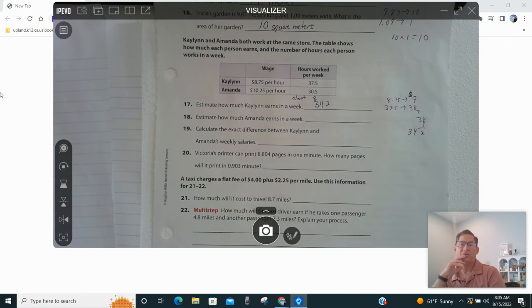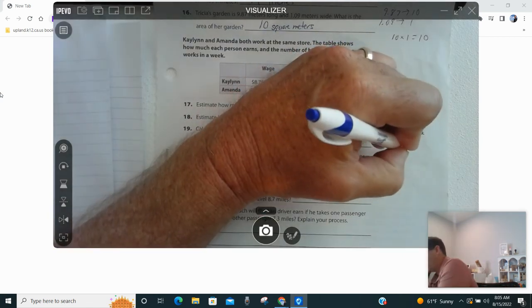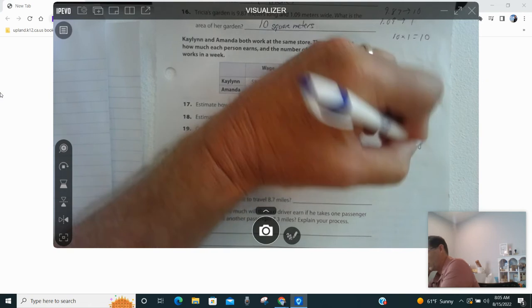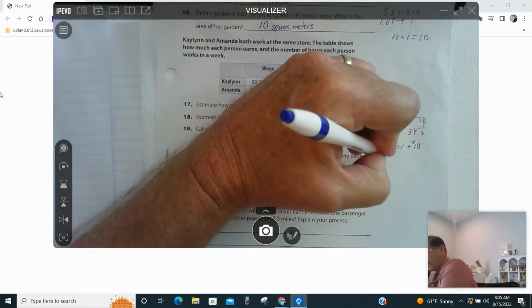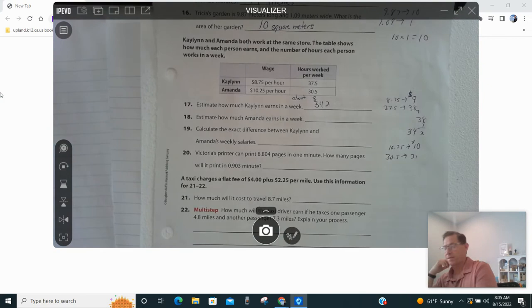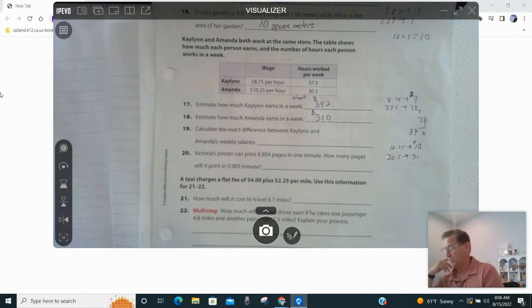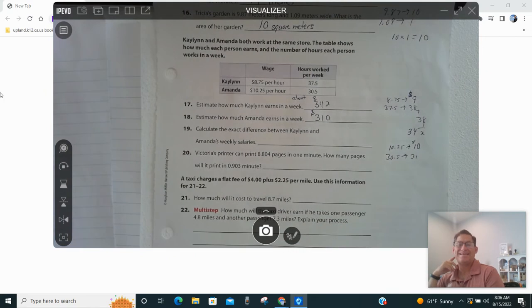Estimate how much Amanda earns in a week. $10.25, so about $10 per hour. And 30 and a half is close to 31. 31 times 10 is $310. Calculate the exact difference between Kaylin and Amanda's weekly salaries.